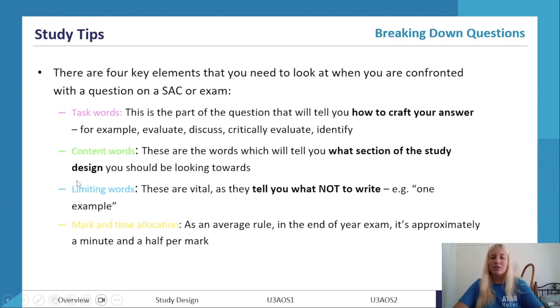Look at how many marks you can get as a maximum for your question. And as an average rule, you need to answer at a rate of 1.5 minutes per mark, because that's exam timing.